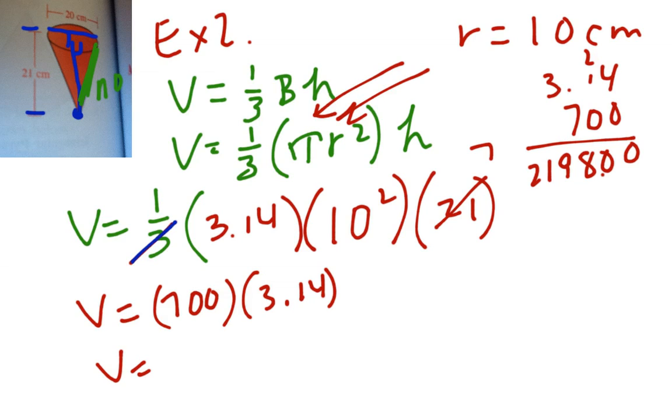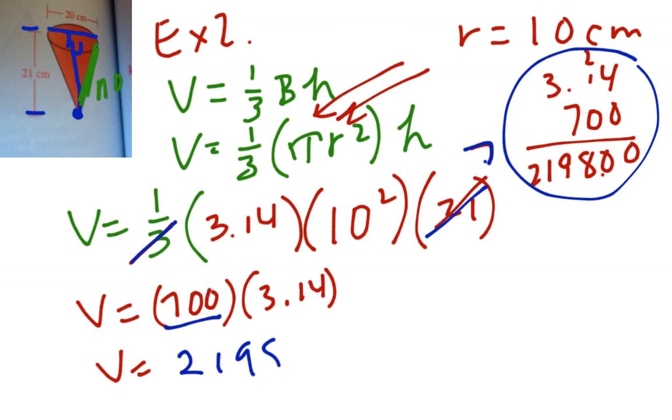You can divide by 3 the 21, so that turns into a 7. I know 10 squared is 100, times 7 would be 700, and then I just did the multiplication. So 2198 centimeters cubed.